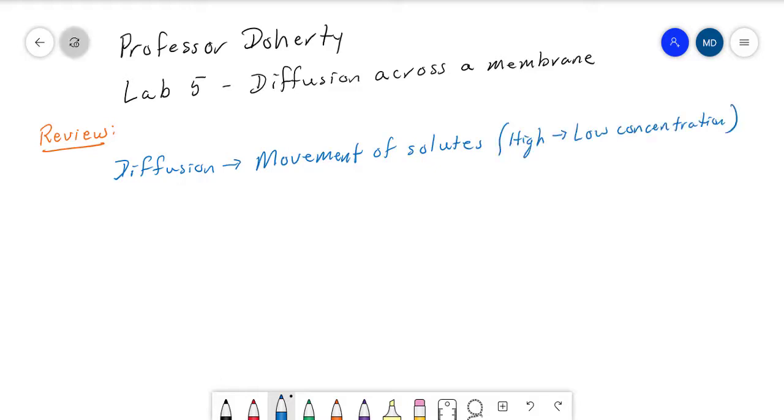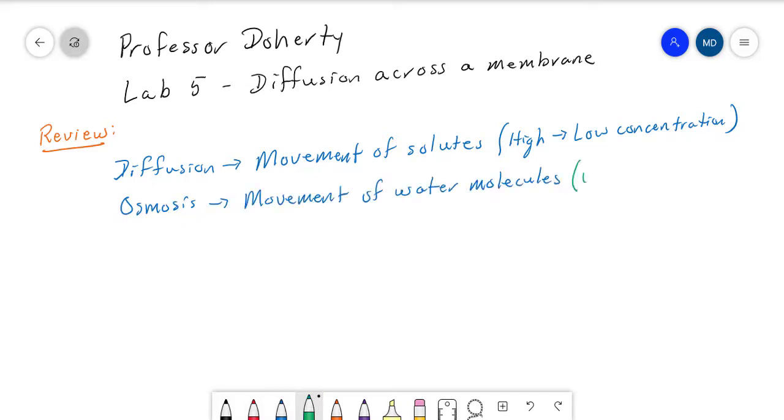Recall that this requires no input of energy and does not require any form of active transport. Next is osmosis. Osmosis involves the movement of water molecules, and recall that we can use the phrase "water chases solutes" to illustrate the fact that water molecules are attracted to areas of high solute concentrations.